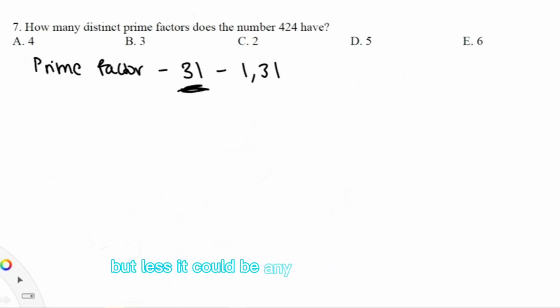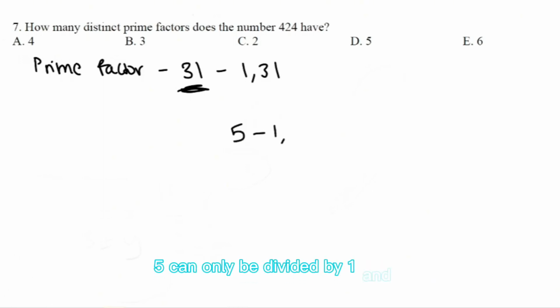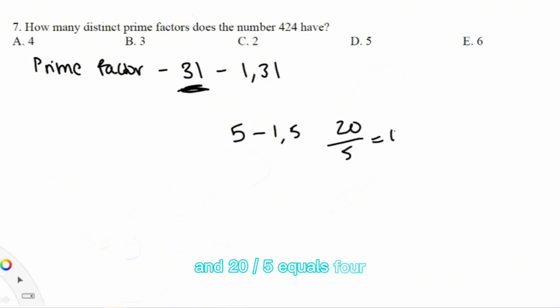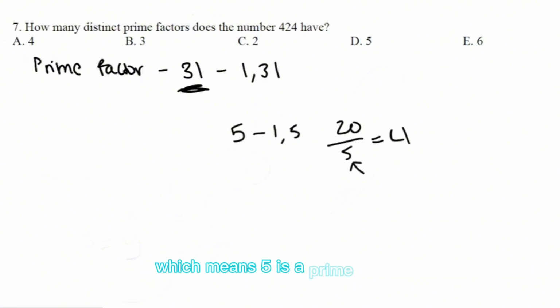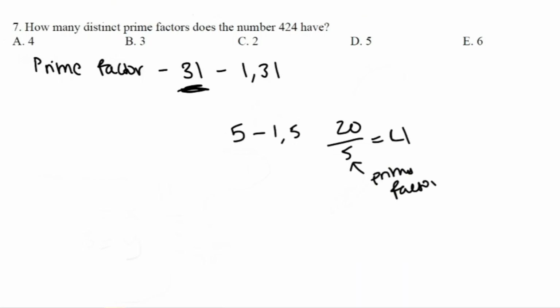But it could be any other prime number. So for example, 5 can only be divided by 1 and 5. And 20 divided by 5 equals 4, which means 5 is a prime factor of 20. Alright, now that you know what a prime factor is, let's solve this problem.